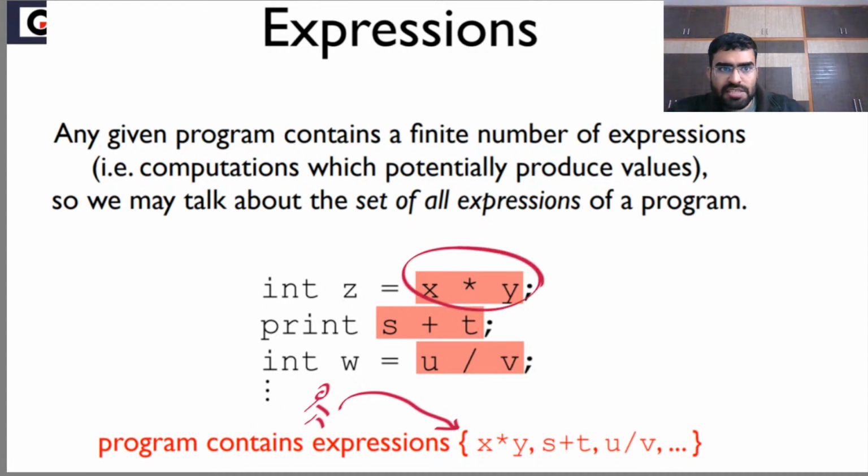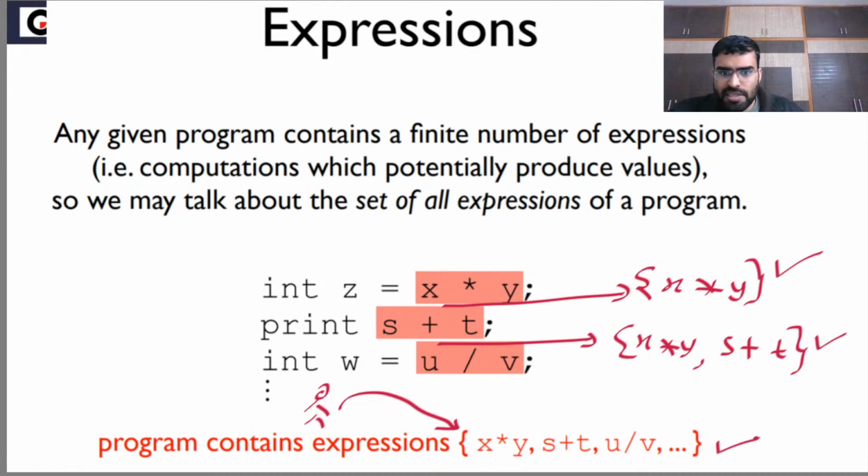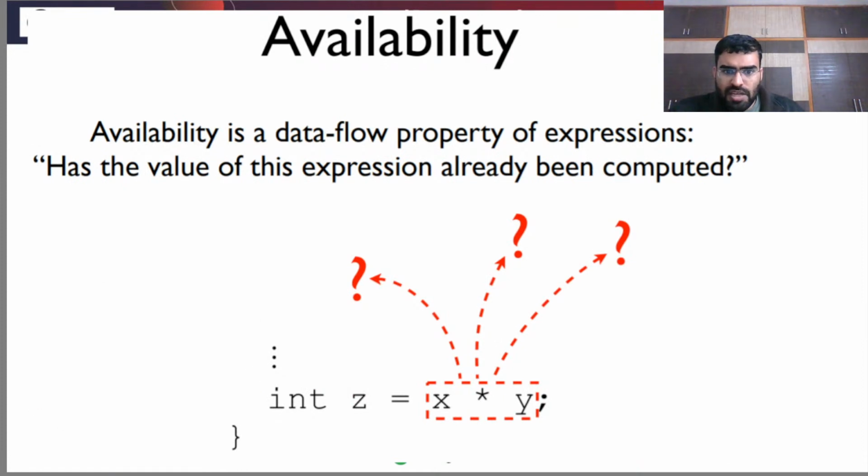You can notice x into y is computed, s plus t is computed, u by v is computed. At this point of time these expressions are computed. At this point x into y is computed, here s plus t is computed, and here x into y, s plus t, u by v are computed. Yes or no? Is this clear to everyone? Available expression means computed expression. So here these are the expressions available, and here these are the expressions available.